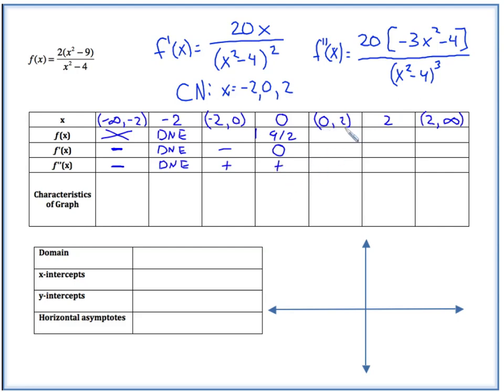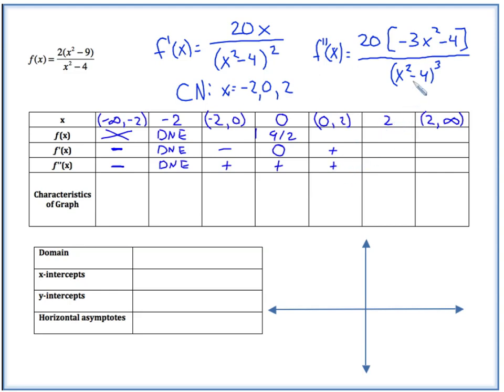Now we'll test our next interval here. Between 0 and 2, let's plug in 1. So the same thing's going to happen here in the denominator. That's going to be positive, and then that's going to be positive. So our first derivative here is positive. And then for our second derivative, now we have 1 squared is 1, -4, so that is negative. And then this is a 1, so it's negative divided by a negative. And we still get positive there.